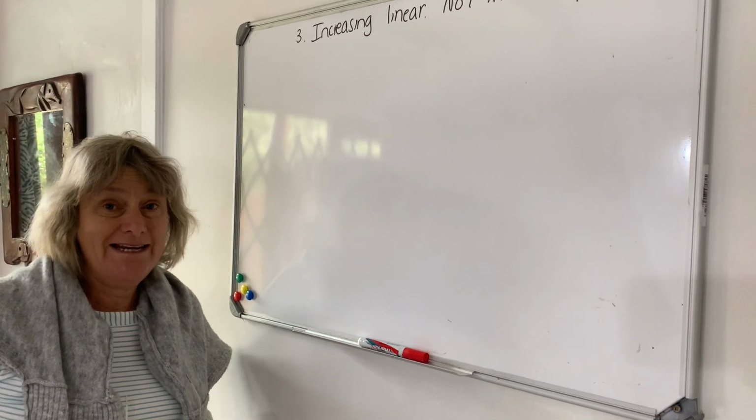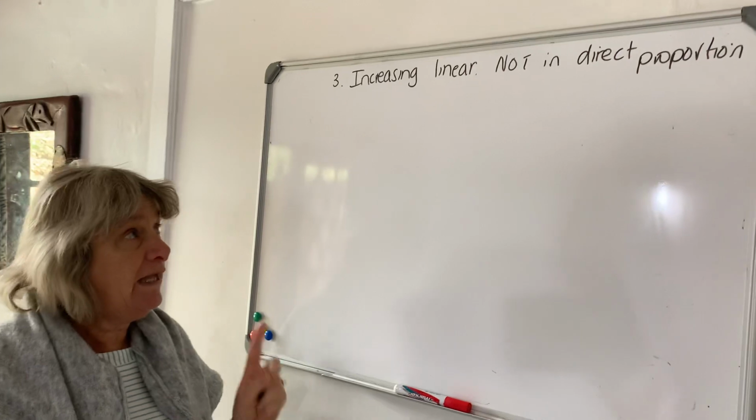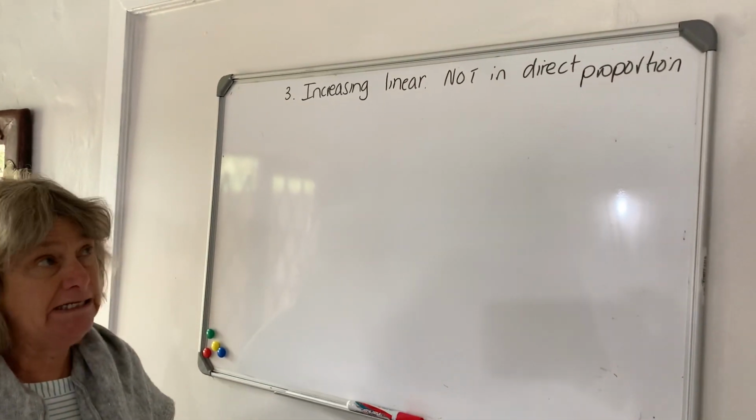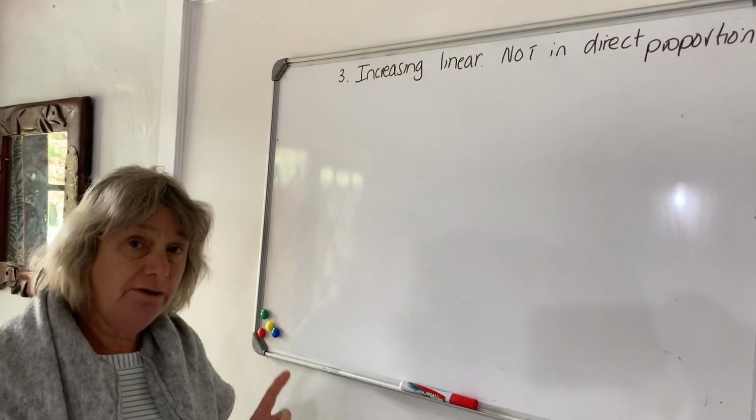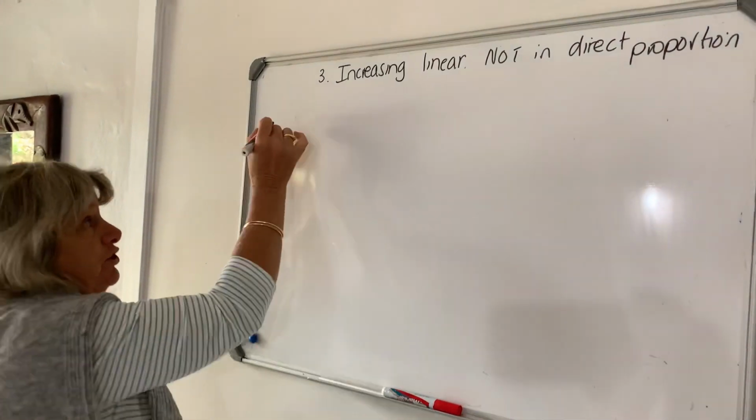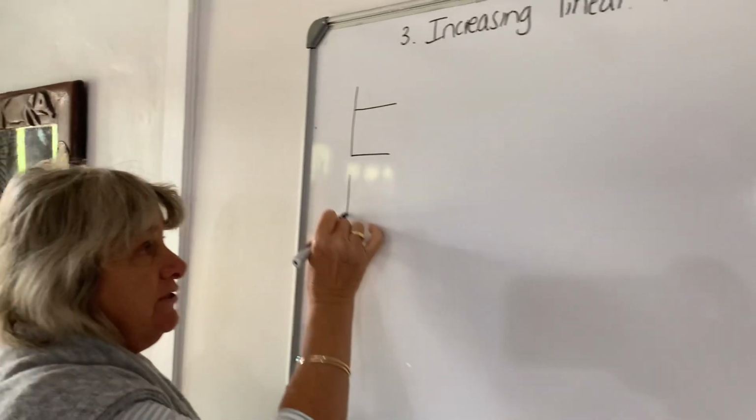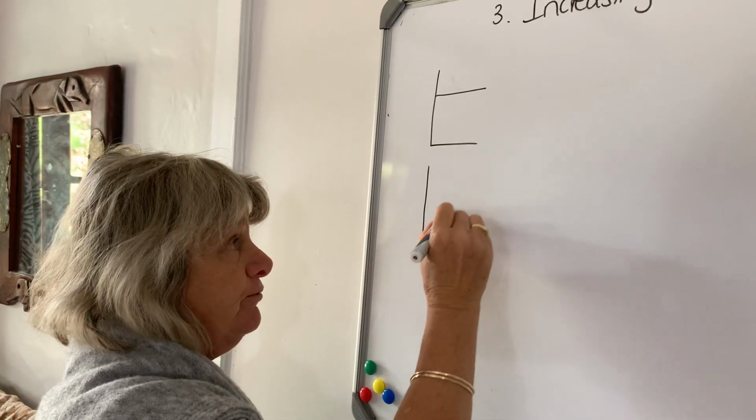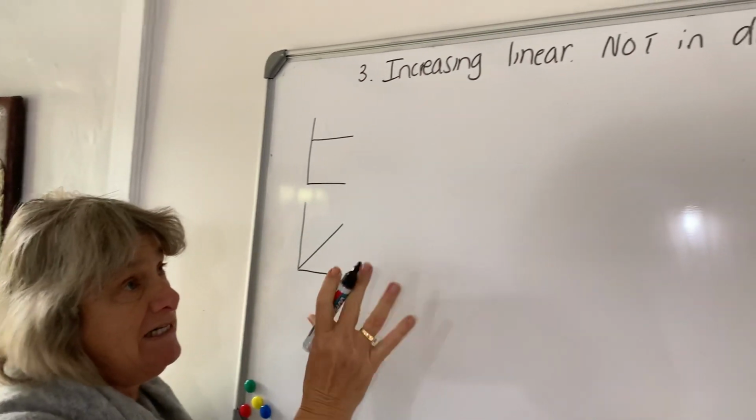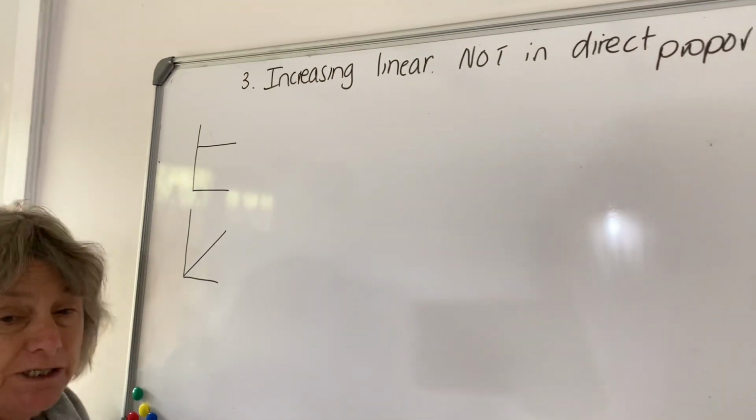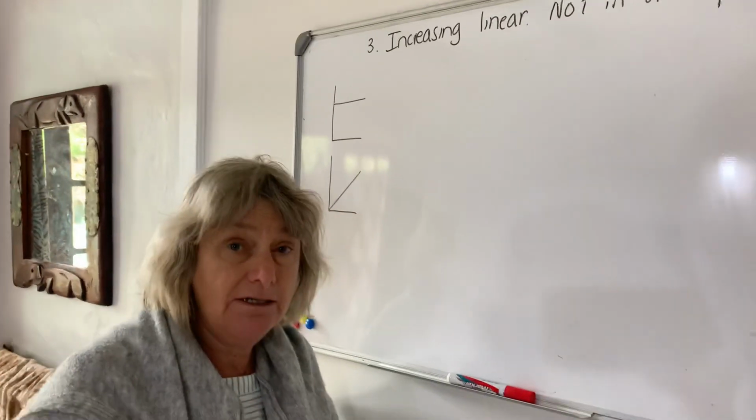Good morning, grade 10. Today I'm going to do the third type of graph, and we're looking at increasing linear, not in direct proportion. Remember, the first one was the constant, which was like this, and then we did increasing linear in direct proportion, which was like that. So today we're doing increasing linear, not in direct proportion. And as I've always said, we'll have a scenario in mathematical literacy.